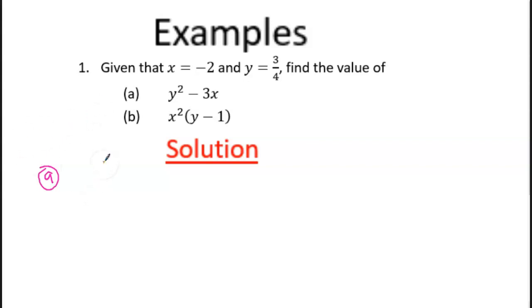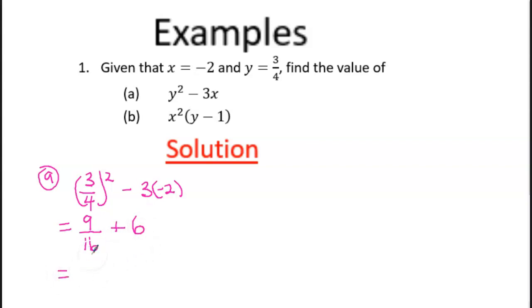So a, we have y squared. So instead of y squared, we put there 3 over 4 all squared minus 3, in place of x, we put minus 2 there. Now we are squaring a fraction. It means that you square the numerator and then you square the denominator. When you square 3, you are going to get 9 over 4 squared, that is 16, minus 3 times minus 2, giving us plus 6.